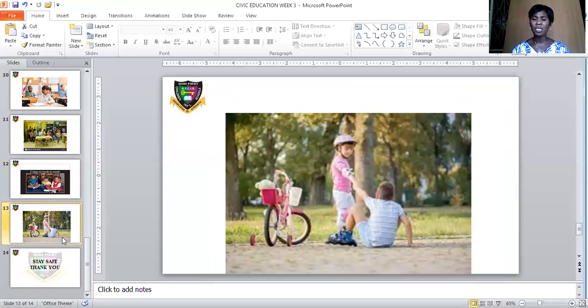The next one is, be kind to each other. When you see anybody, maybe that person fell down, or that person is carrying things, you can help that person to carry them. Or if anybody fell down, you help him or her home. You help yourself. Be kind to yourself.